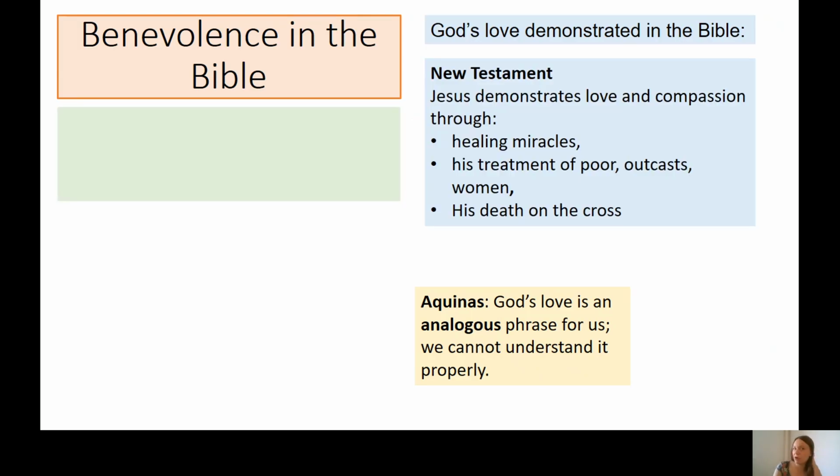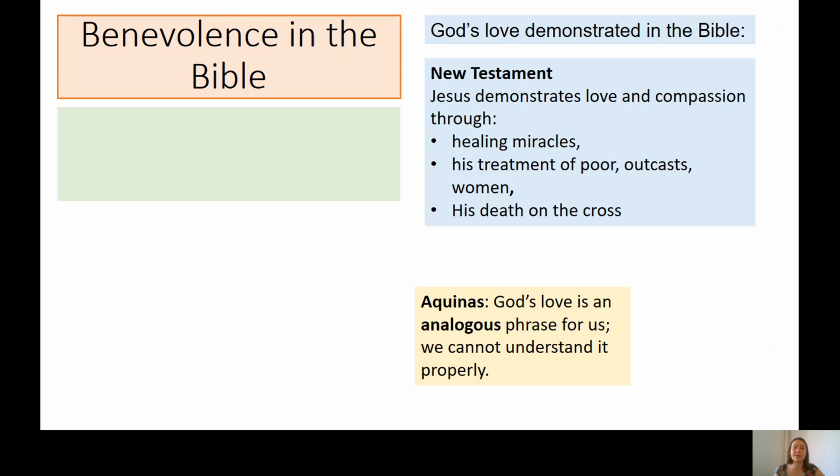Okay, so carrying on with benevolence in the Bible, we then need to look at God's love demonstrated in the New Testament. So the New Testament is the part of the Bible that is about Jesus' birth, his life, his death, his resurrection, and then the work of the early church, so the first Christians after Jesus' death.